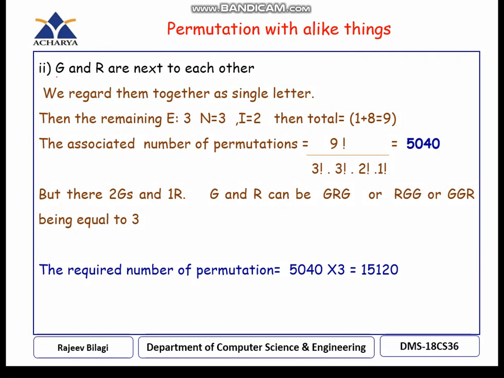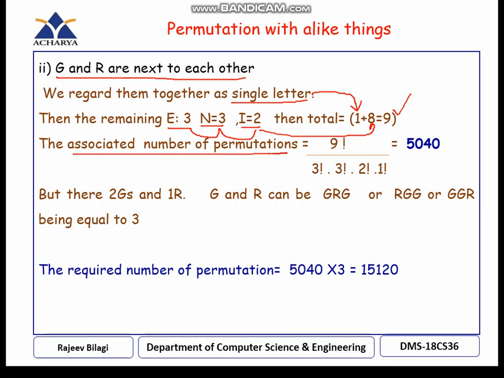So next is when G and R are next to each other. When I take G and R together, I will consider that as a single letter. So remaining with 3 letters of E, N is 3 and I is equal to 2 in the given engineering word. So with this, taking 1 plus 3 plus 3 plus 2, which is equal to 8, the total number of letters will now be 9. If we find the permutations now, the total number will be 9 factorial divided by 3 factorial into 3 factorial into 2 factorial into 1 factorial, which is equal to 5040.